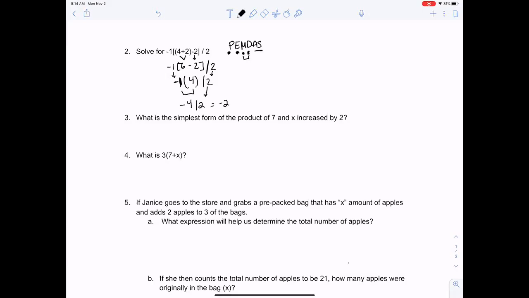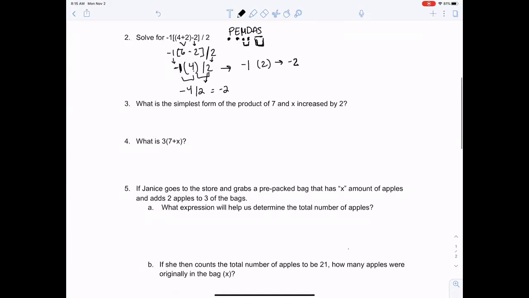If I were to do these two together first, it gives me the same answer. I have negative 1. If I do 4 divided by 2 is 2. Answer is the same because multiplication and division can happen at the same time. There's not a priority. Same with addition and subtraction. If they're together, there isn't a priority. Okay. Regardless, the answer is negative 2.